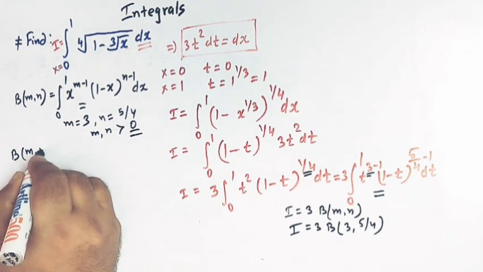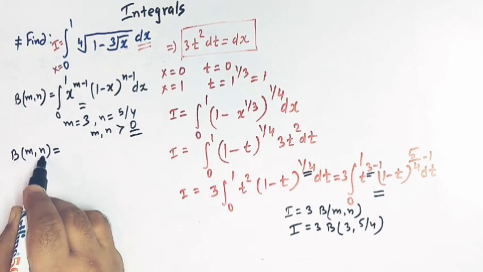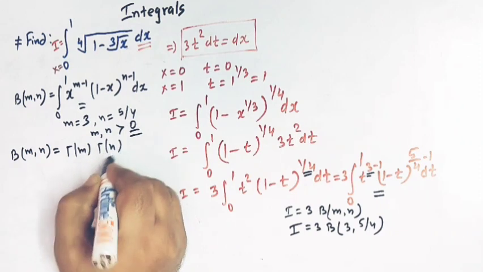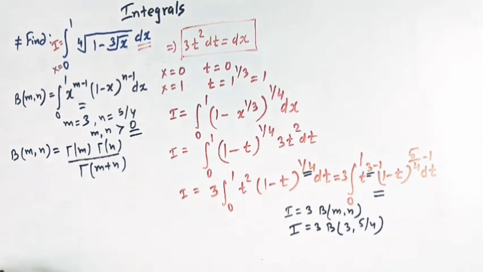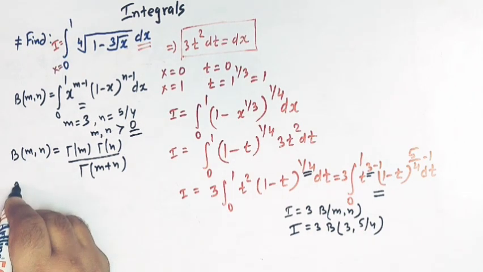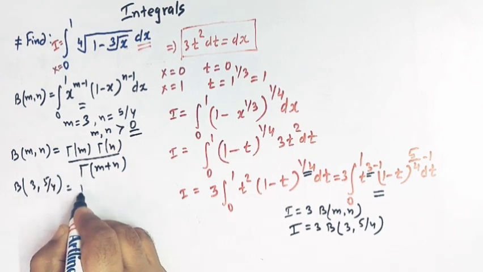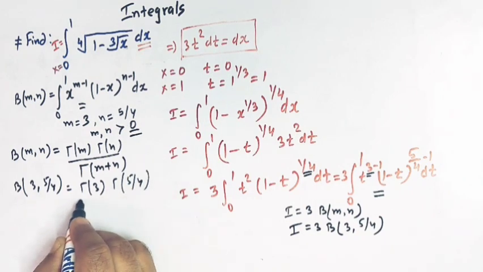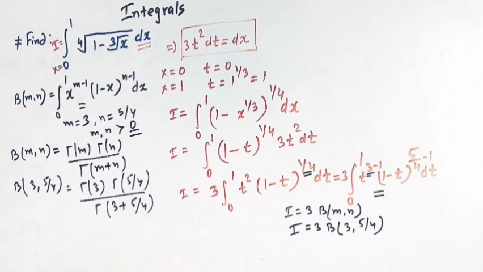So now to evaluate beta 3 comma 5 by 4, we can make use of one important result which connects beta and gamma function, right? So beta m, n is equal to gamma of m, gamma of n, over gamma of m plus n, right? So here we have 3 and 5 by 4. So beta 3 comma 5 by 4 is equal to gamma of 3, gamma of 5 by 4, over gamma of 3 plus 5 by 4, right?